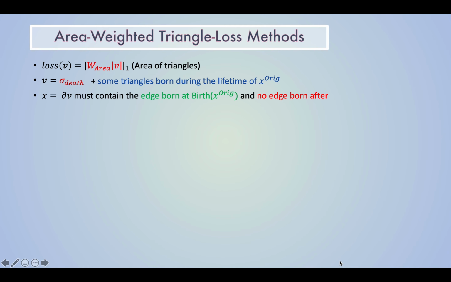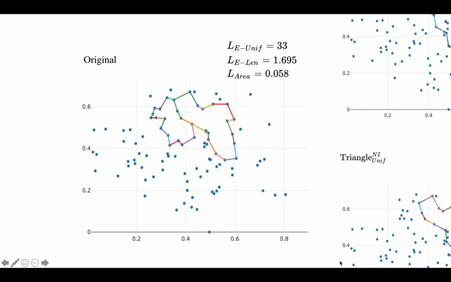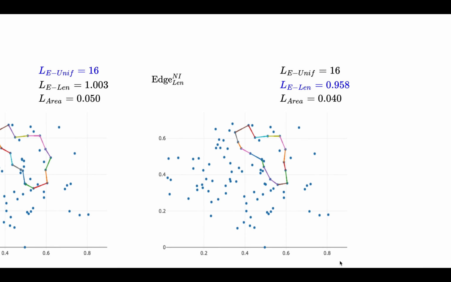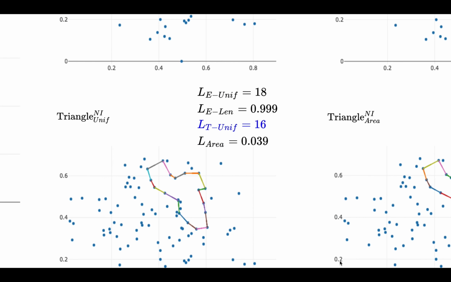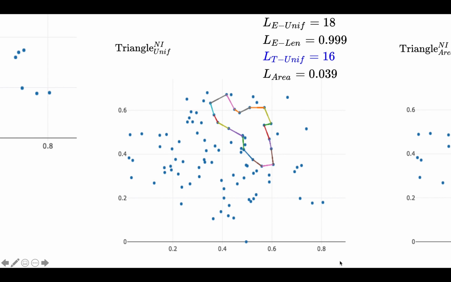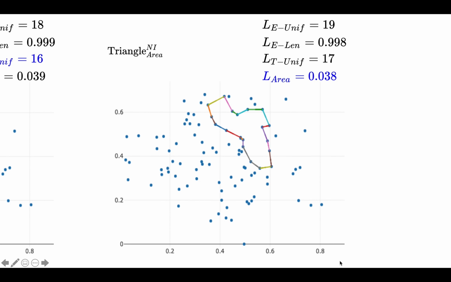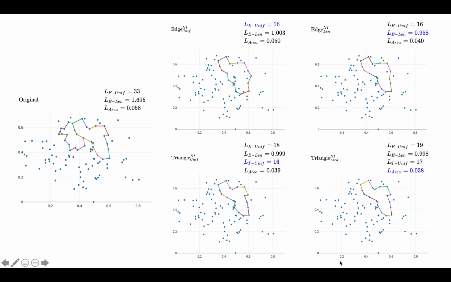Here is an example where the four algorithms give us different solutions. The point cloud is randomly drawn from a normal distribution. As we can see, the uniform weighted edge loss solution has the fewest number of edges. The length weighted edge loss solution has the shortest total length, and the uniform weighted triangle loss solution has the fewest number of triangles, and the area weighted triangle loss solution has the smallest total area. Thus, we see the four algorithms do minimize what they set out to minimize.